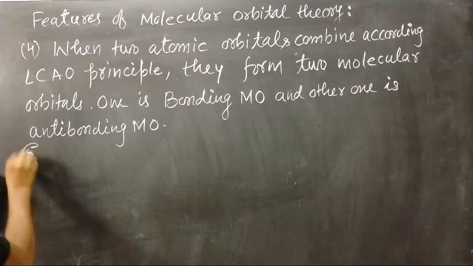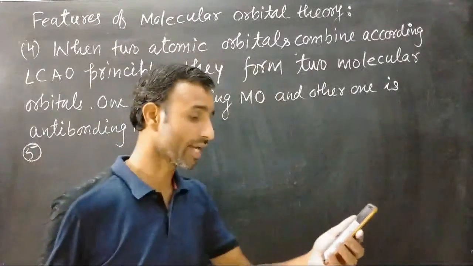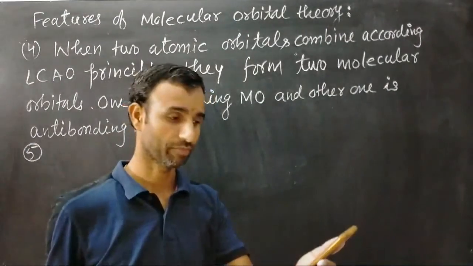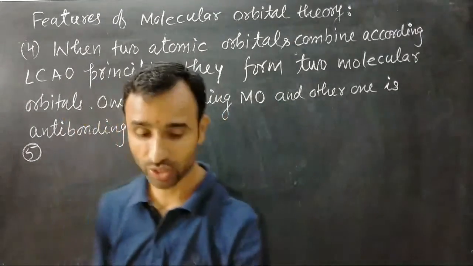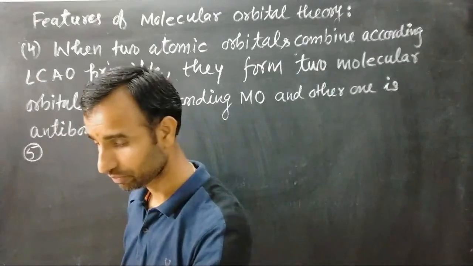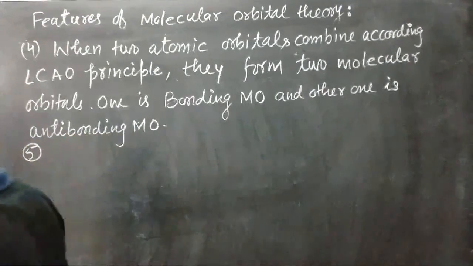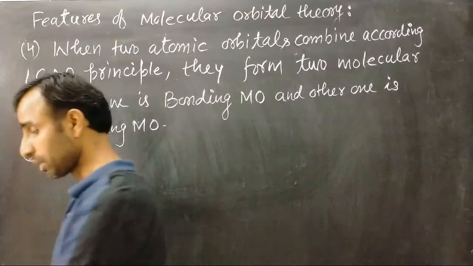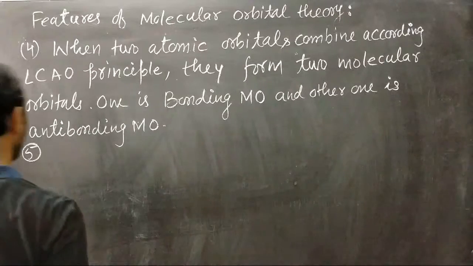Okay, fifth point. Does the bonding molecular orbital have higher energy or lower energy? Tell me. Very good, Abhay, Anika, Ralam, Namita. Very good. They have lower energy.